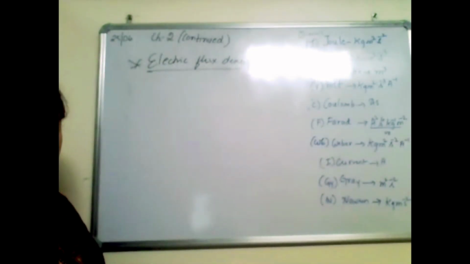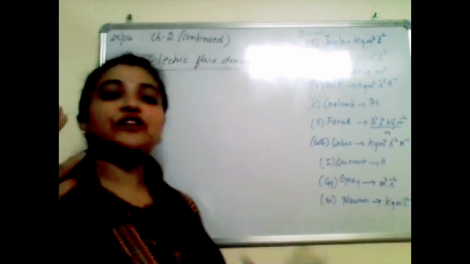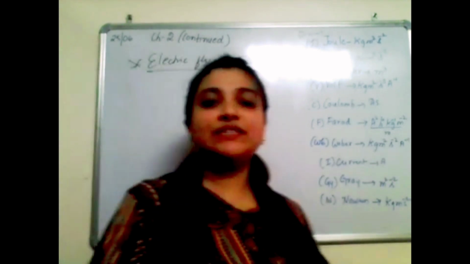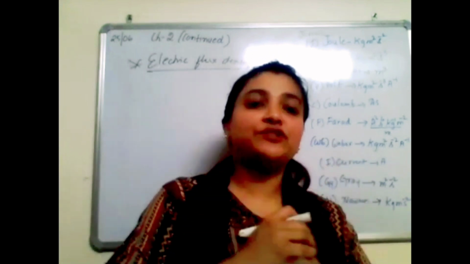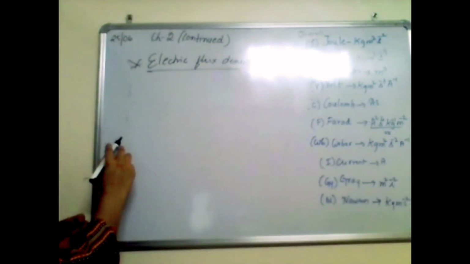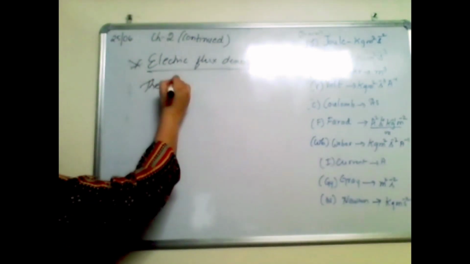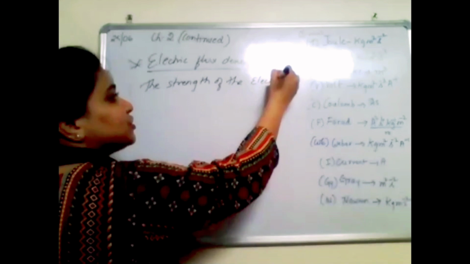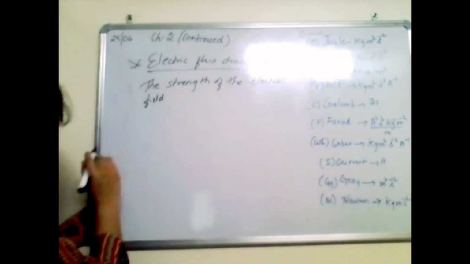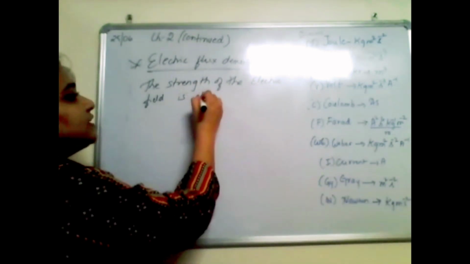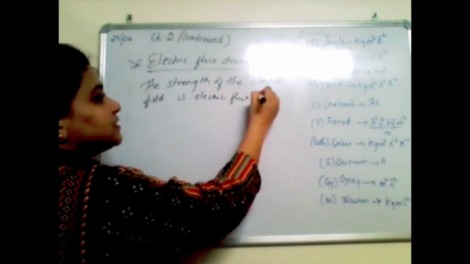Electric flux density is nothing but, electric charge generates the electric field, right? The strength of the electric field is nothing but the electric flux density. How strong is the electric field? So you can write that electric flux density is nothing but the strength of the electric field.